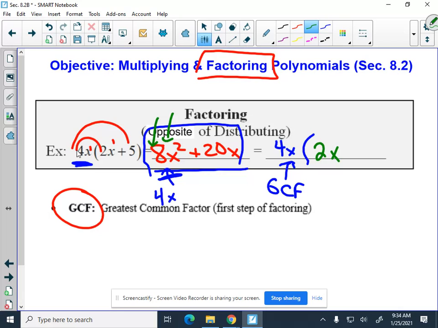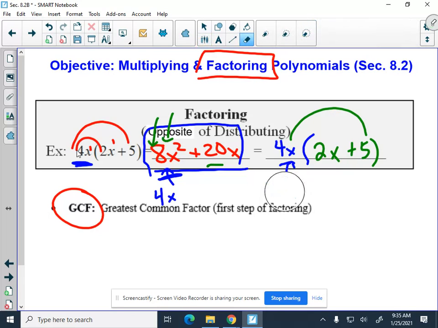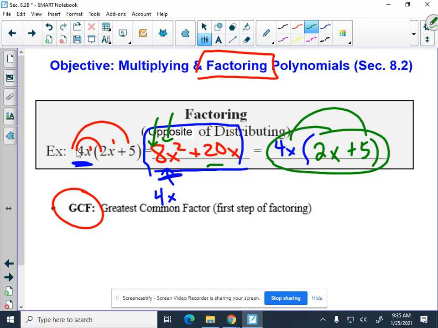Okay? Now, the next part, 4 times what would get me 20? Well, 4 times 5 would get me 20. And then there's an x. If I were to multiply this right now, that would get me the 20x in here. So I'm going to close the parentheses. So the final answer here is going to be the same as what we started with over there.